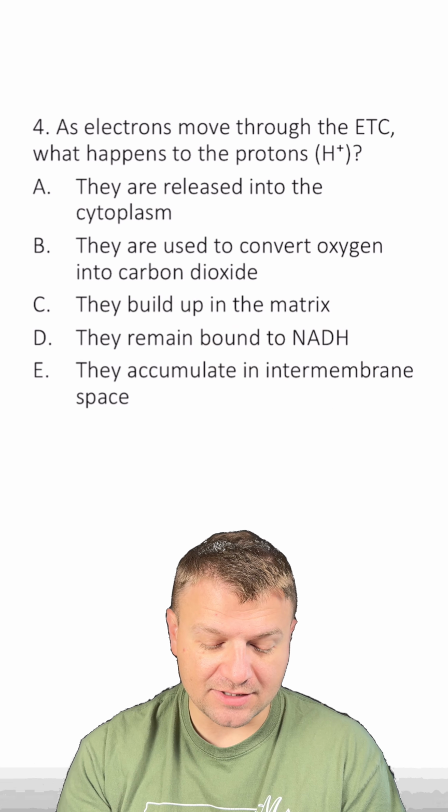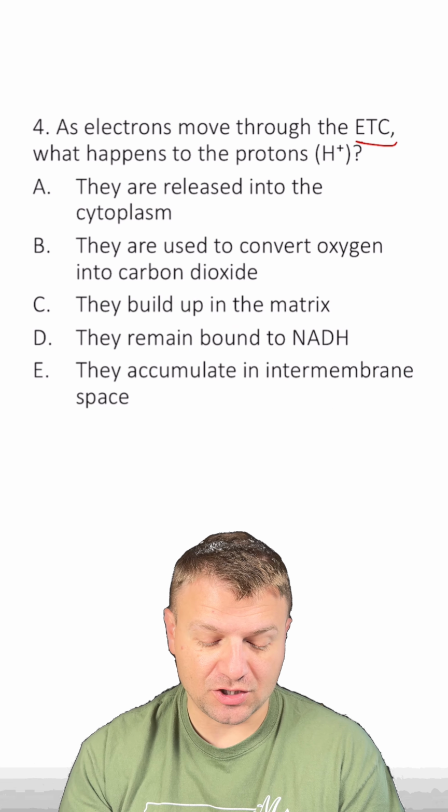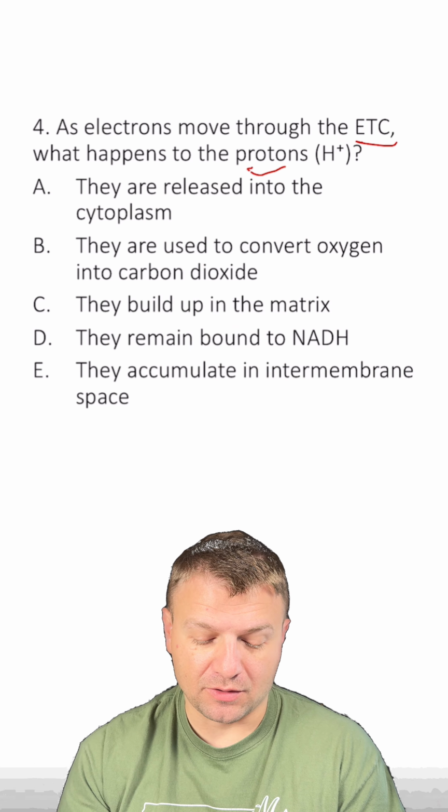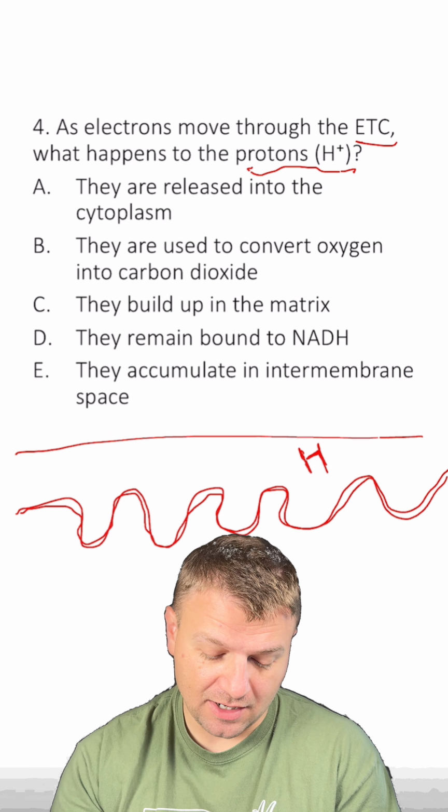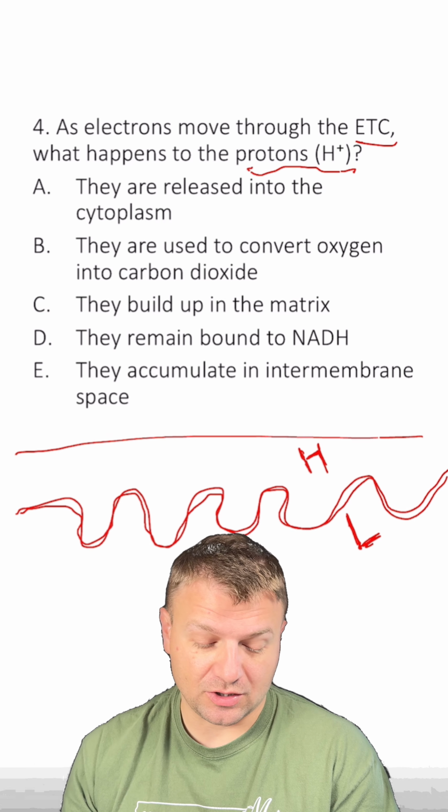And here's our last one. As electrons move through the electron transport chain, what happens to the protons? Remember that we have this outer membrane and we have the inner membrane. The electrons along this inner membrane are going to create a concentration gradient of protons. We're going to have a high concentration in the intermembrane space and a low concentration in the matrix.